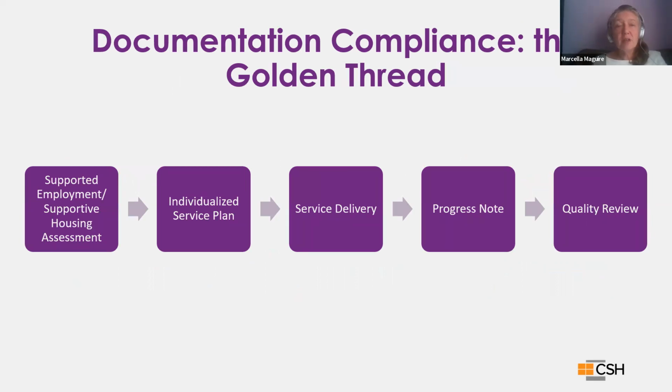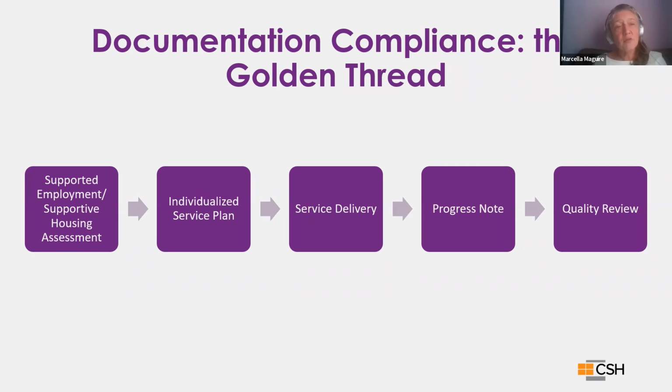So here's just another example of the golden thread. You've got your supportive housing or your supportive employment assessment. You've got your individualized service plan that says these are the functional deficits the individuals have. I know it's not very strengths-based. It's Medicaid. It's foundations in the system. Just want to shout out not liking it, but that's the way the system operates.